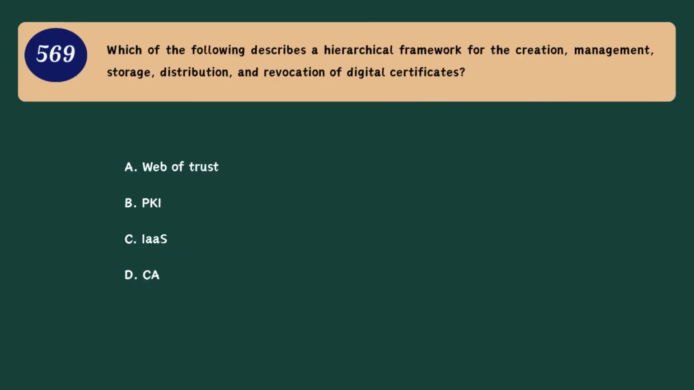Question 569. Which of the following describes a hierarchical framework for the creation, management, storage, distribution, and revocation of digital certificates? A. Web of Trust. B. PKI. C. IaaS. D. CA.